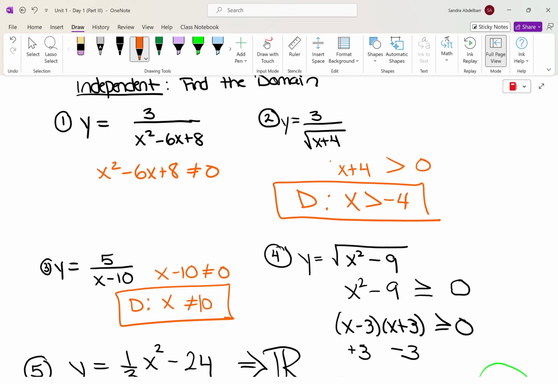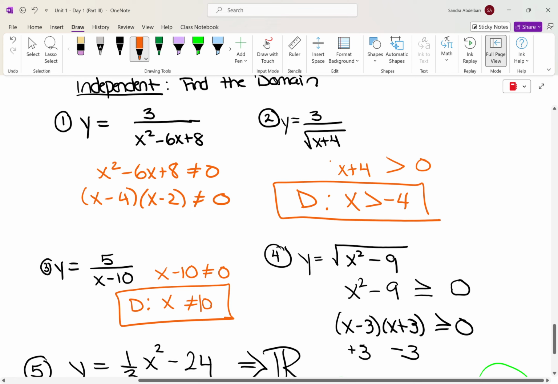And this first one, x squared minus 6x plus 8 cannot equal 0. There's no inequality here. Because there's no inequality, there's no crocodile mouth, we are not testing the regions. We are just factoring and saying we can't equal 0. So what will make this 0? X cannot equal positive 4, x cannot equal positive 2. That is our domain here.